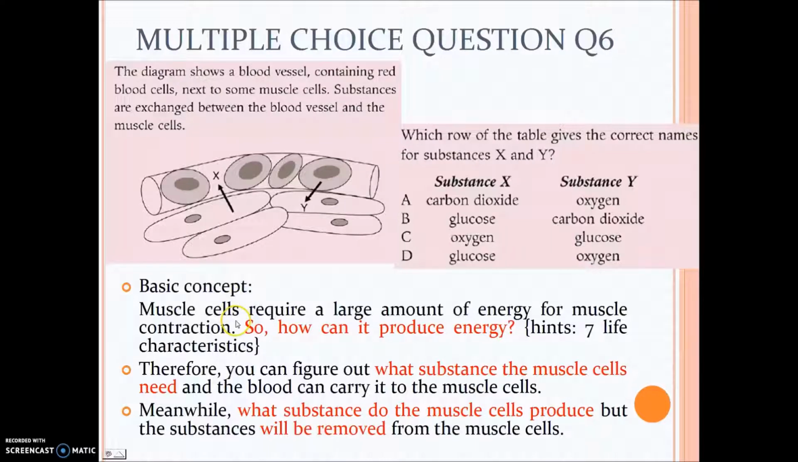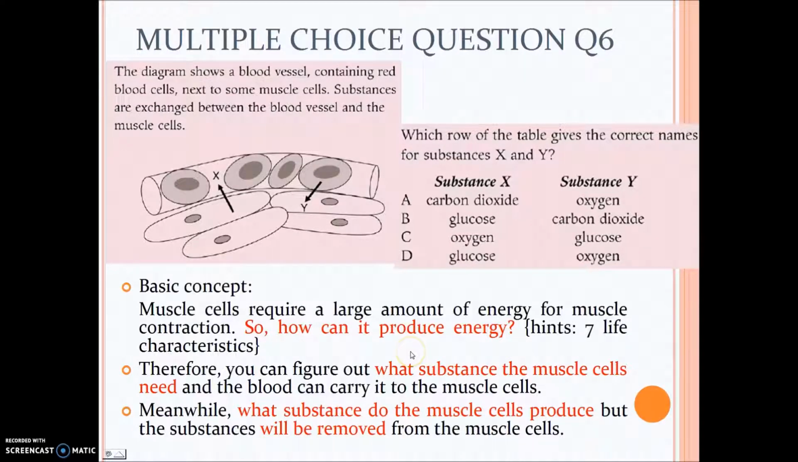You should know that muscle cells, what do they need? And I give you one hint. Muscle cells require a large amount of energy for muscle contraction. So how can they produce energy? The hint is the 7 life characteristics. Only one of the 7 life characteristics produces energy. And one more hint is that it involves the breakdown of food to release energy. So you must be able to point out which life characteristic it is.